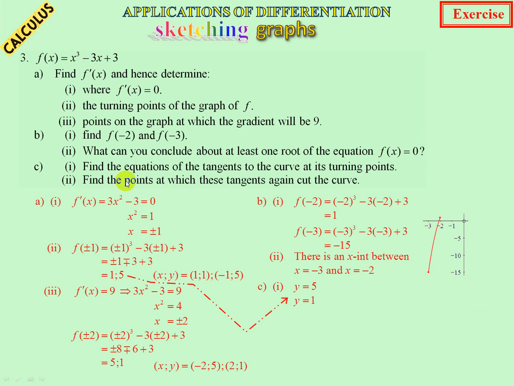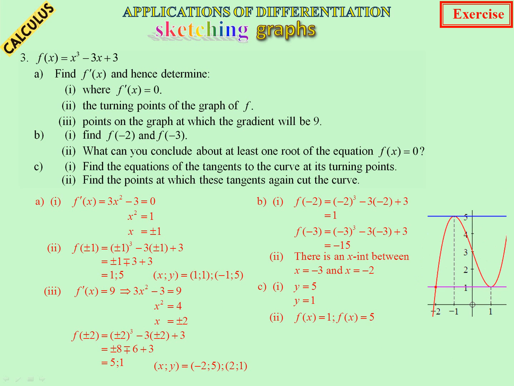Oh, we've done that. Find the equation of the tangent to the curve at its turning points. Well, at the turning points of a curve, the line is horizontal. Therefore, it's y equals the y value of the turning point there, and y equals the other y value of the turning point. Points at which these tangents again cut the curve. Well, we have f of x equals 1, f of x equals 5. So we need to know that point there and the other point.